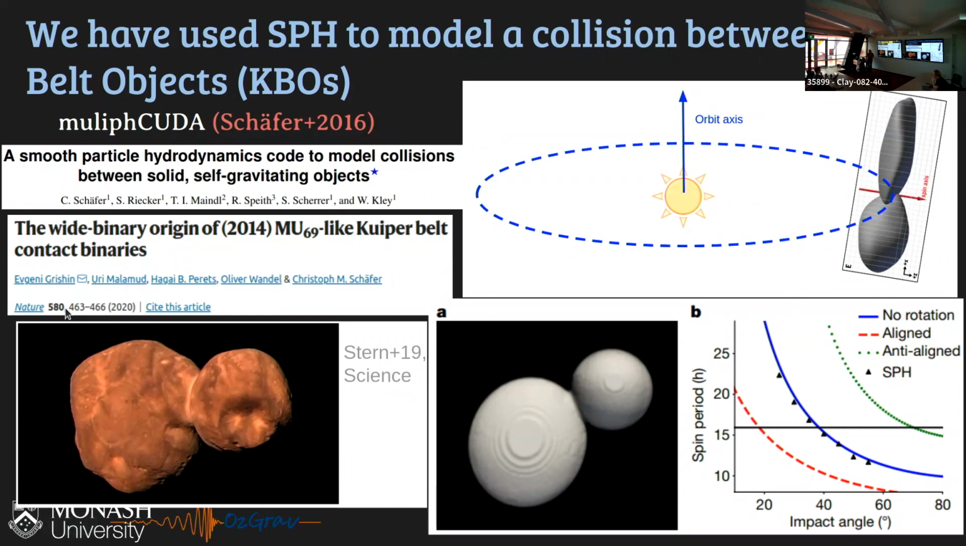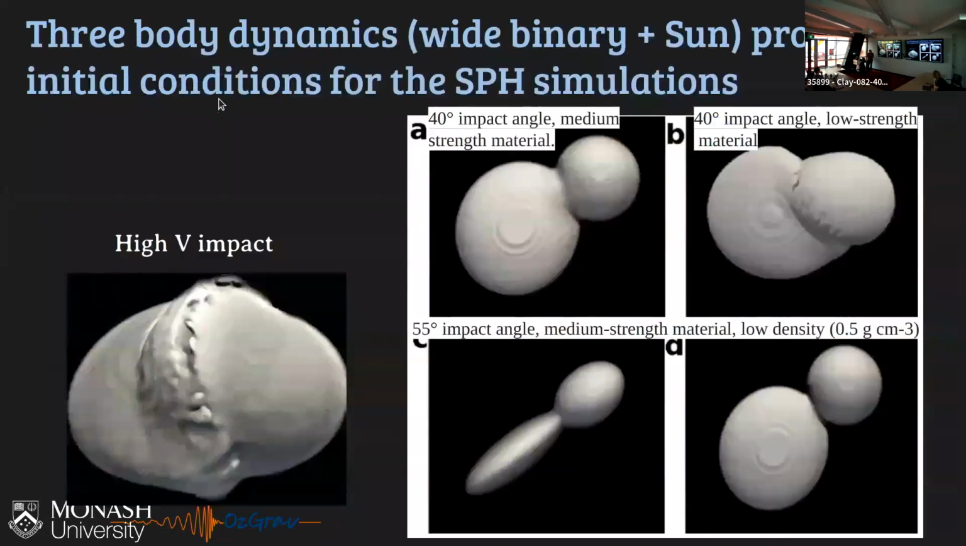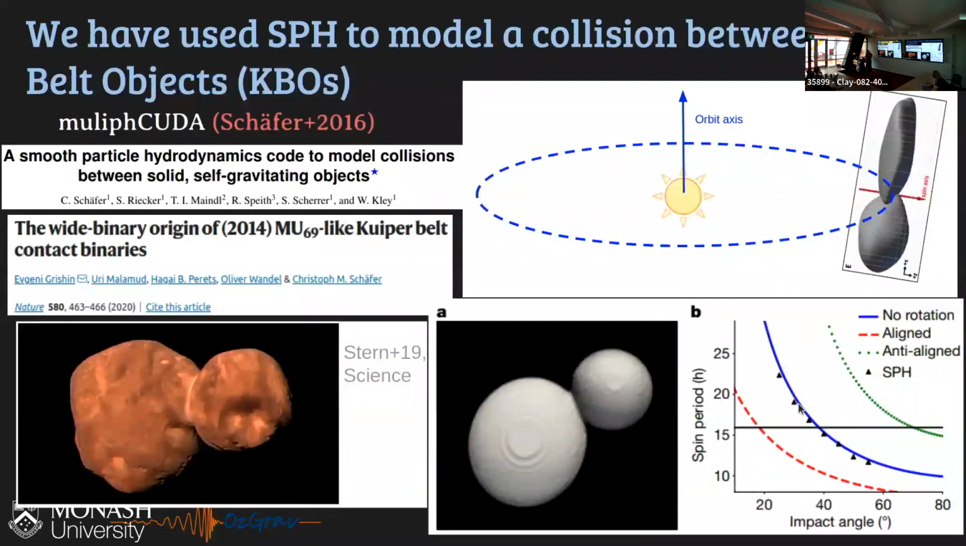We tried to think how it forms, and I did the few-body dynamics that allow it to form and collide. That served as the initial conditions for the SPH done in this study as well. If I have initial conditions for different impact angles, we can do SPH simulations to see what happens with the spin period. Actually, it falls nicely on the line of perfectly inelastic collisions.